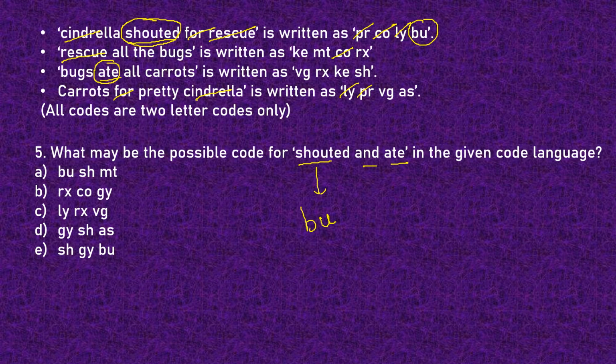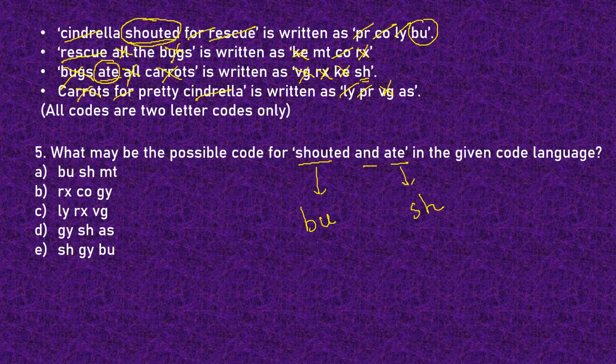Now look at ate. So bugs. This bugs cancels out with this bugs. What is common? "All" is also present here. Okay, "all" also cancels out with the same statement. So that means there should be two terms here, KE cancelling out with KE and RX cancelling out with RX. Now carrots. Carrots is present here and carrots is present here as well. So what is common? VG also goes. So what are we left with? We are left with SH. That means the code for ate is SH.